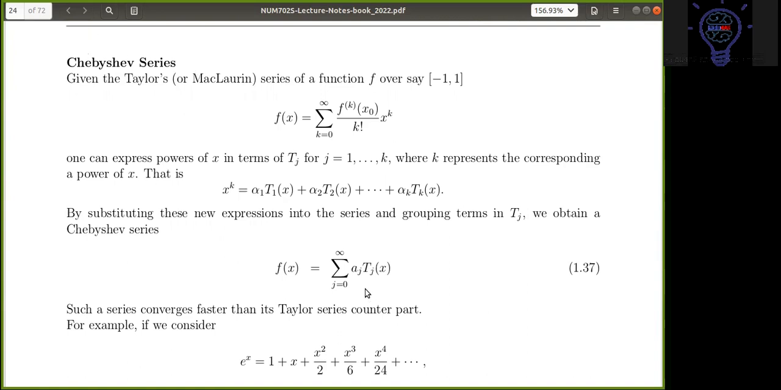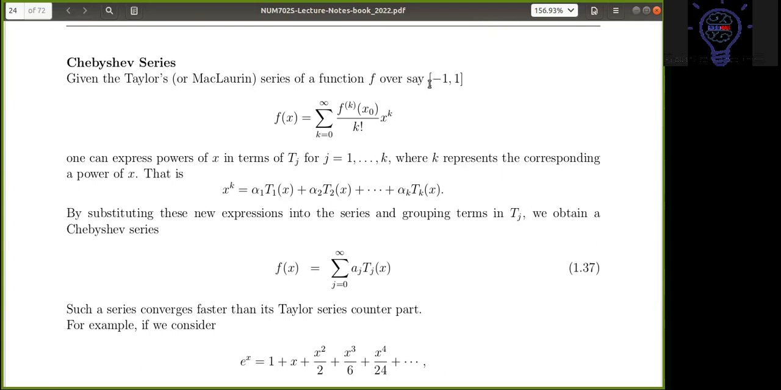Okay, now the idea is that if we can express all the x to the k's in terms of Chebyshev polynomials and substitute back into the Taylor expansions of the function f of x, we will obtain the Chebyshev series expansion of f of x. Obviously here, f is defined over the interval negative 1, 1.